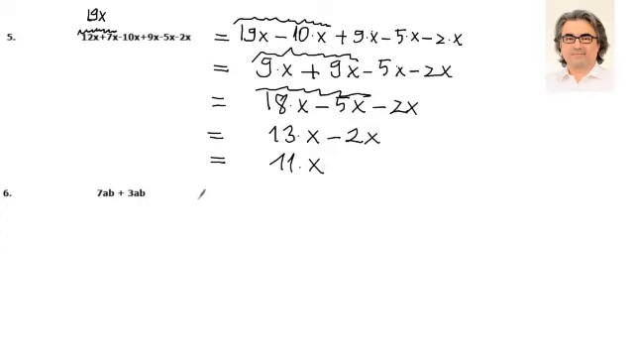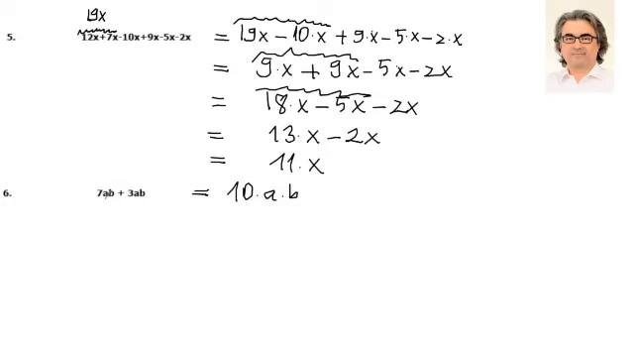Now let's come to the sixth question. Let's try to understand the terms. This is 7 times a times b, and the second term is 3 times a times b. a times b exists in both terms. So these two terms are like terms. The operation is addition operation. 7 plus 3. It means 10 times a times b.